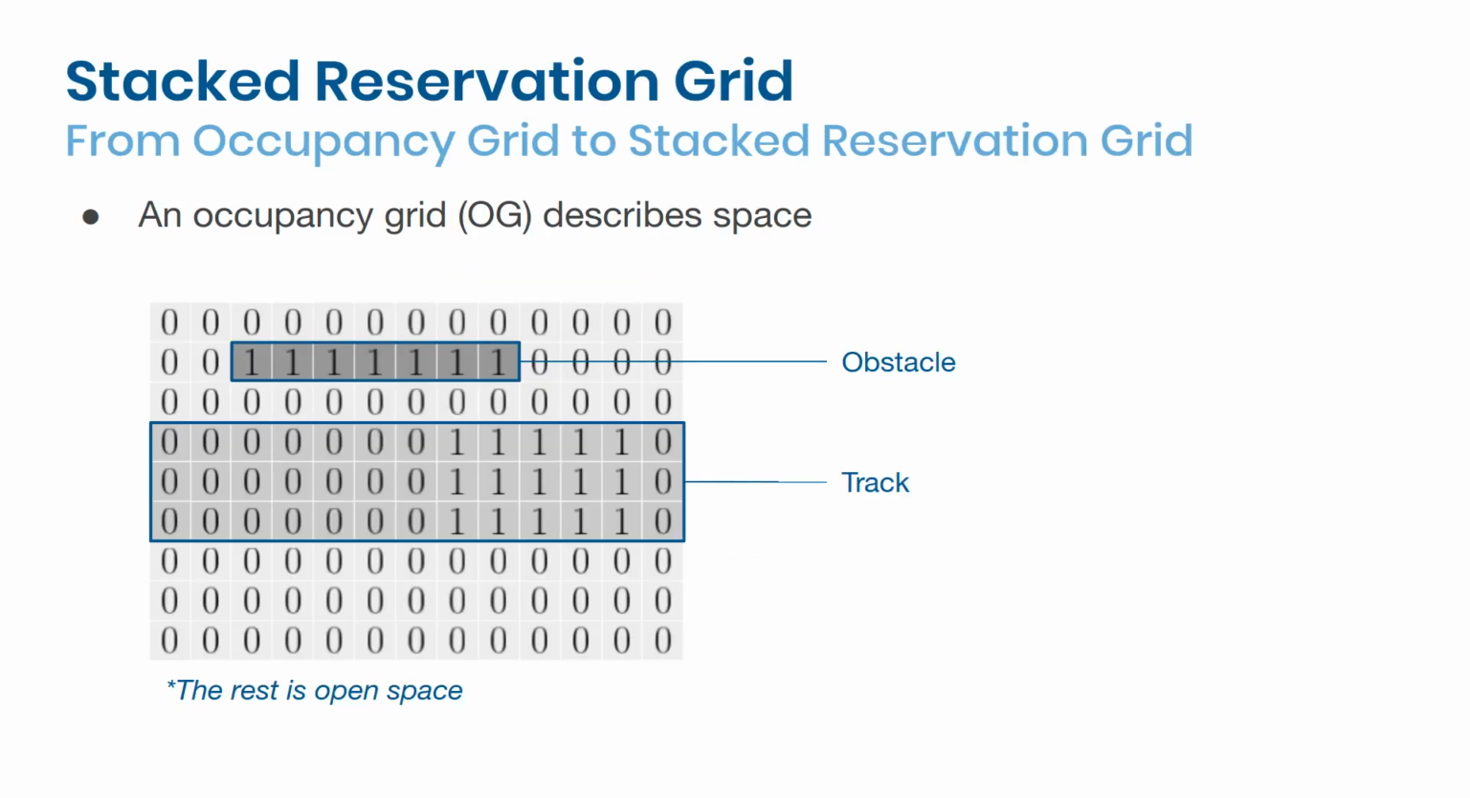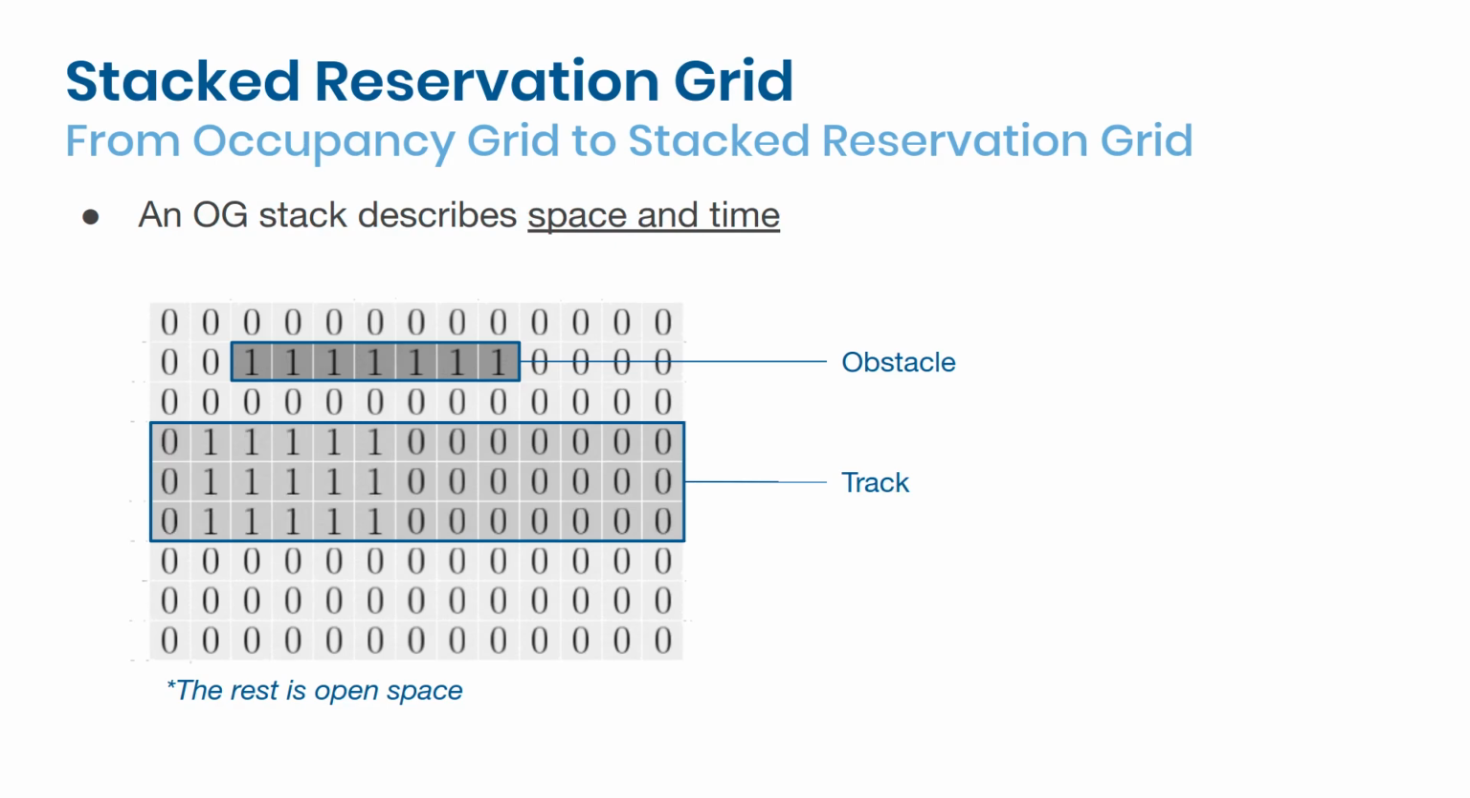To begin with, let me motivate the definition of SRG using occupancy grid. We know that occupancy grid is a data structure that encodes spatial information on a 2D lattice. If one needs to describe a dynamic environment, he or she will need to use a stack of occupancy grids by first discretizing the time and then generating an occupancy grid at every time step. However, this method does not scale well with long time horizon as well as small time step.